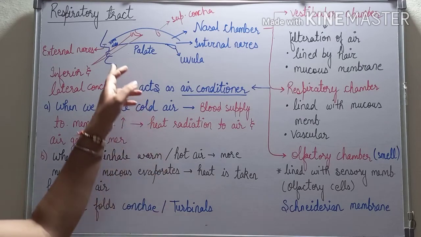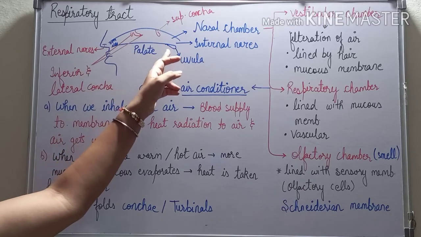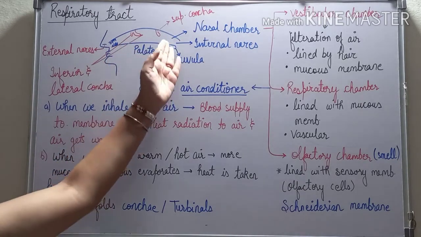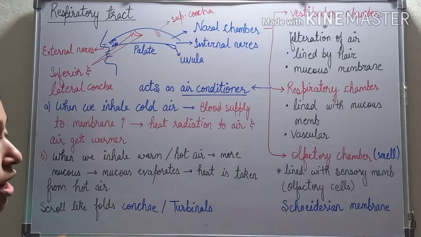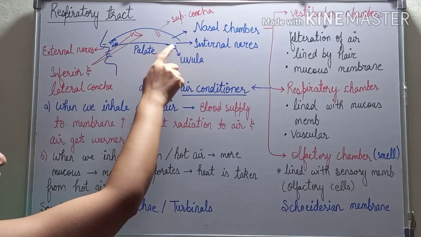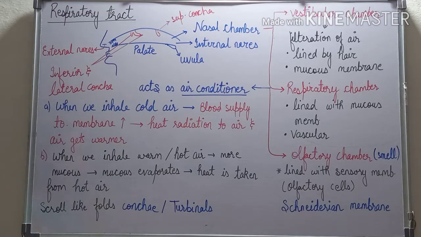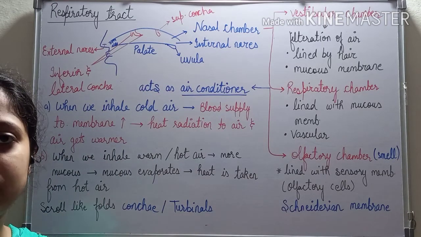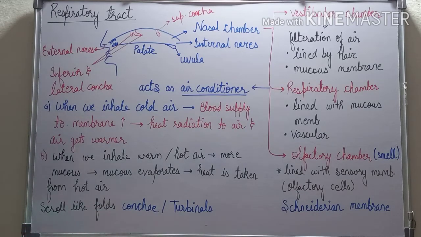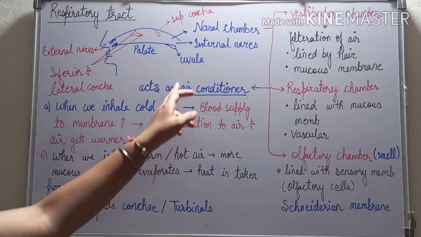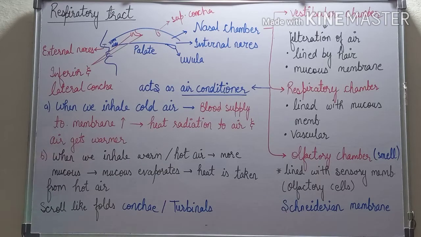Now the external nares are followed by the nasal chamber, which has all three types of conchae, and it ends up into the internal nares. After the internal nares is the nasopharynx. The internal nares open into the nasopharynx. And at the end of the palate, you can see a hanging structure which is known as the uvula. When you open your mouth and look in front of the mirror, you can see a certain hanging oval-shaped structure in your mouth, that is known as the uvula. And this was about it.